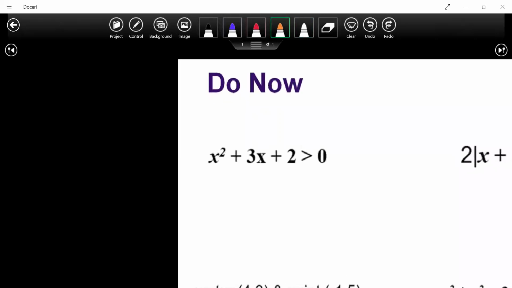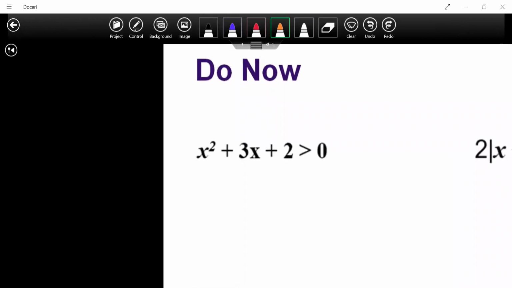So I want to be able to see if I can factor this first. Can it be factored? What are our two numbers? Oh, I'm frozen. That makes more sense. It can be factored. Multiplies to 2 but adds up to 3. 2 and 1.